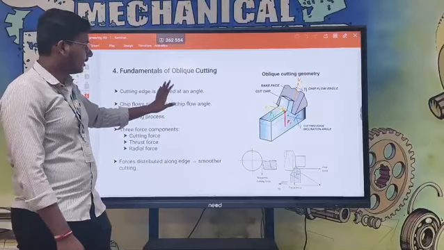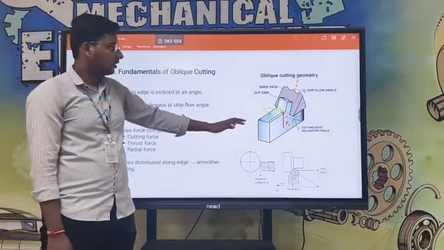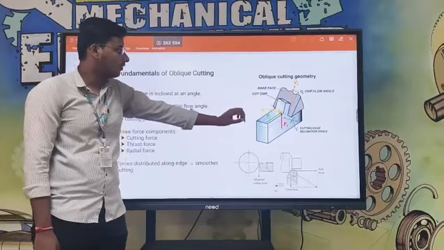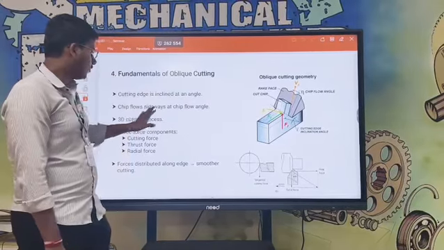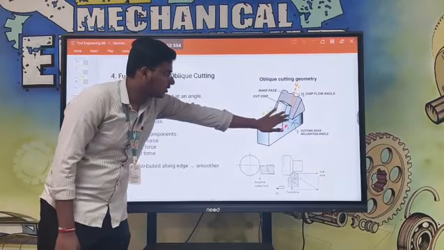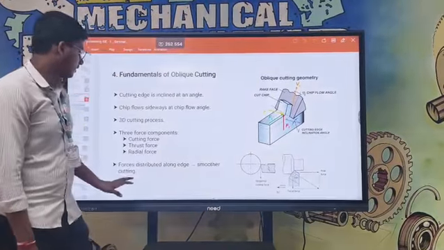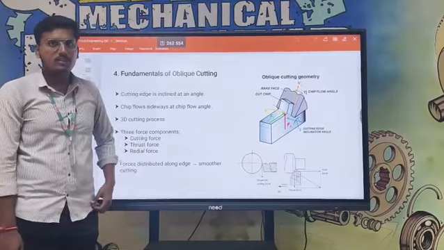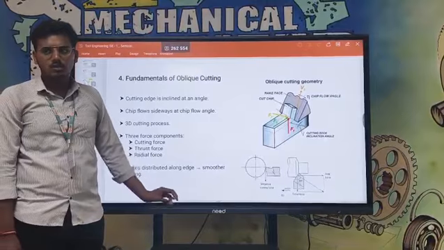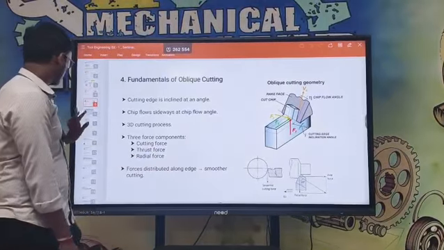In the fundamentals of oblique cutting, there is an inclination in the chip formation. Therefore, the chip flows sideways at a chip flow angle. Here we see the inclination of the chip formation, and it is used in 3D cutting processes. In this there are three forces: radial force, thrust force, and cutting force.